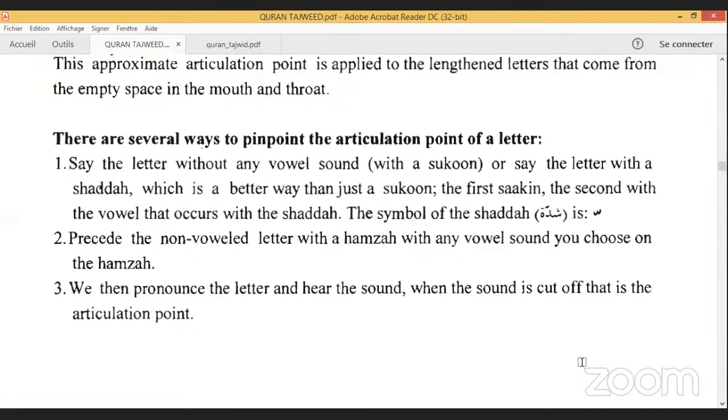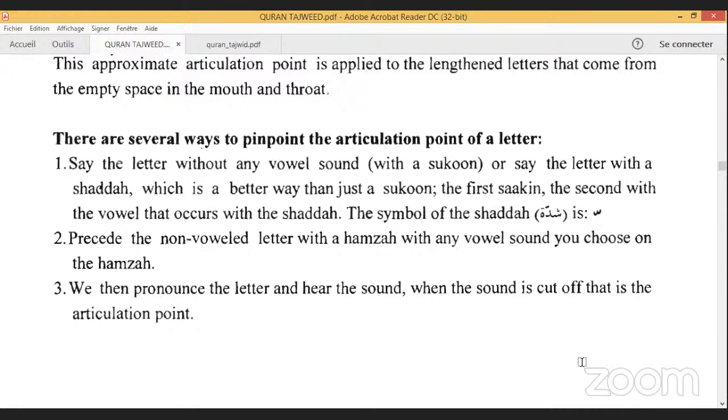So this is the third thing. You want to know the pinpoint articulation of some letters. So I can pronounce or say the letter without any vowel, or with shadda. The second thing, precede the non-vowel letter with the hamza with any vowel sound you choose on the hamza. The third thing, we then pronounce the letter and hear the sound. When the sound is cut off, that is the articulation point.